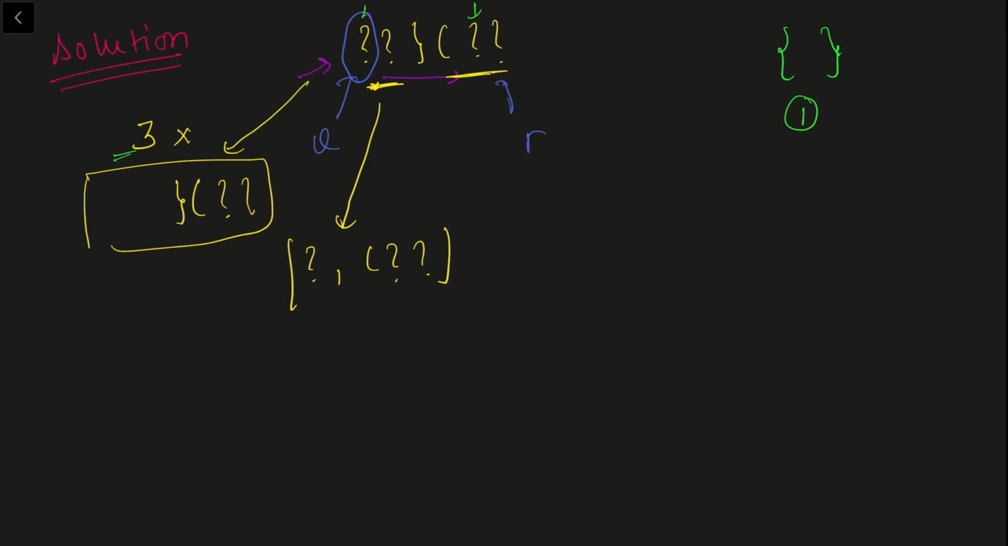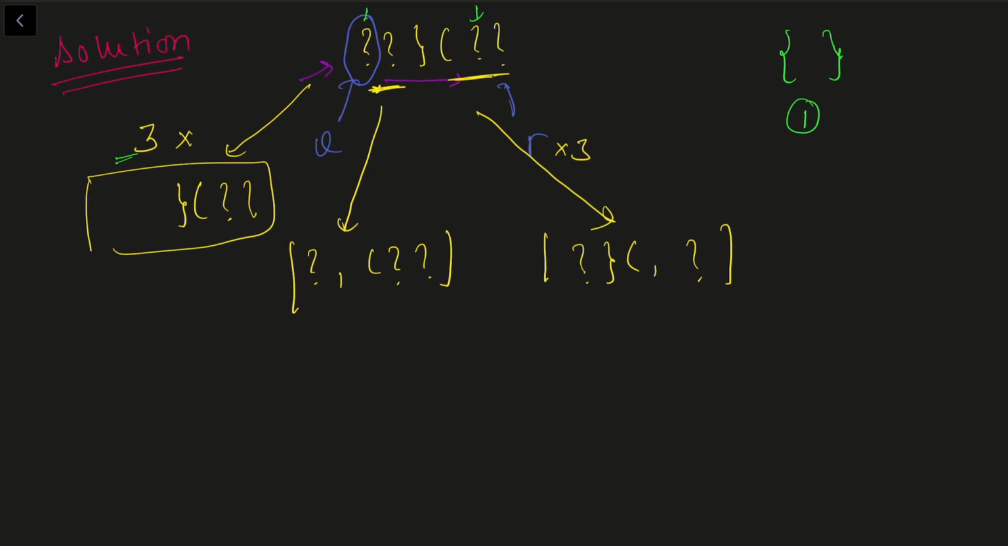So again it's a question mark, so I can choose it, and I can choose it in three ways because we have a pair of question marks here. I can multiply it by 3, but I'll get the answer from here. Now what are the strings that I need to solve independently here? It is question mark, curly and parenthesis, and one question mark. So these are the strings that I need to solve independently, right?